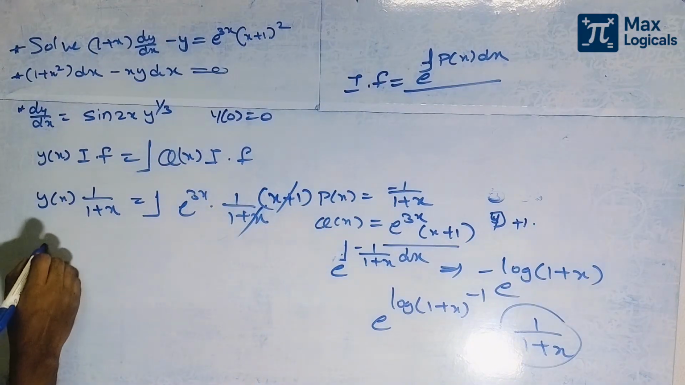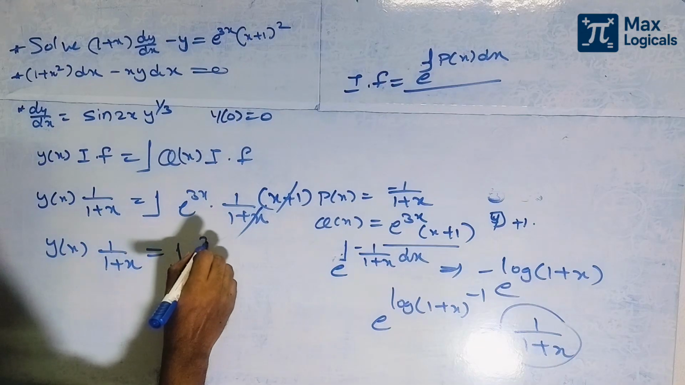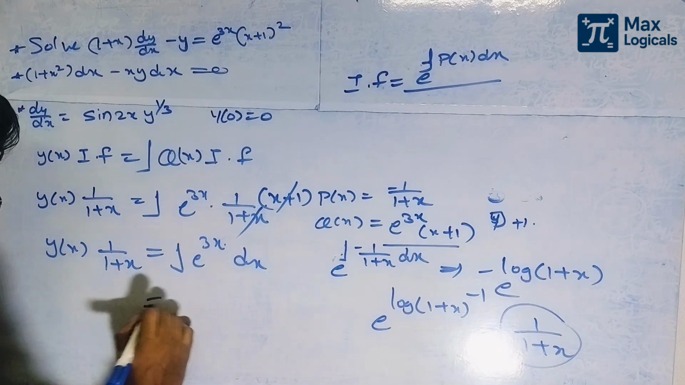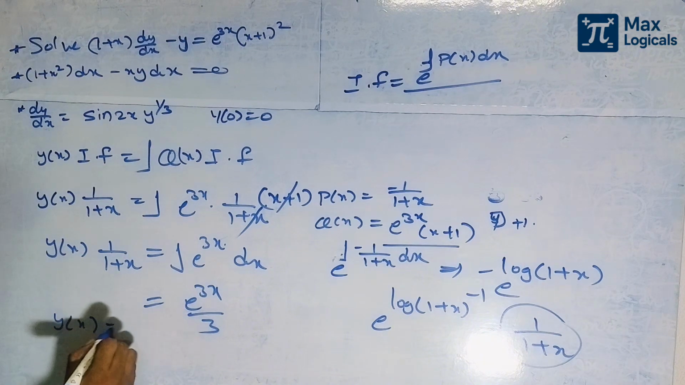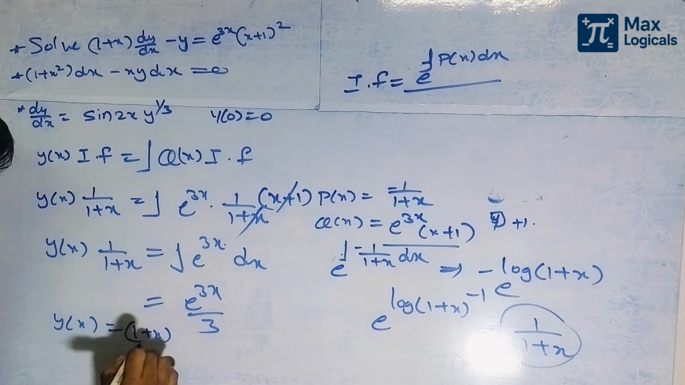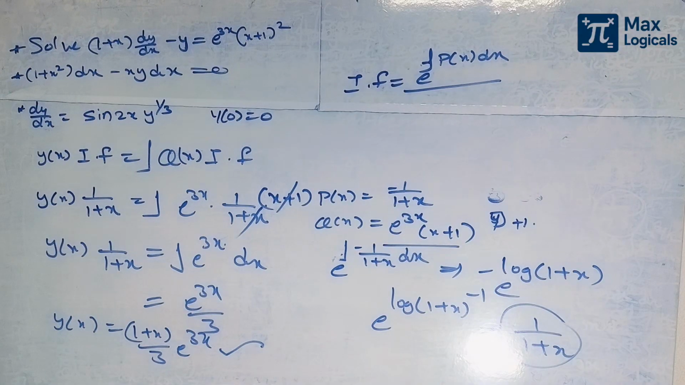These two are cancelled, and y of x times 1 by 1 plus x equals integral e power 3x dx. That is e power 3x by 3. So y of x equals 1 plus x by 3 e power 3x. This is my general solution of the given differential equation.